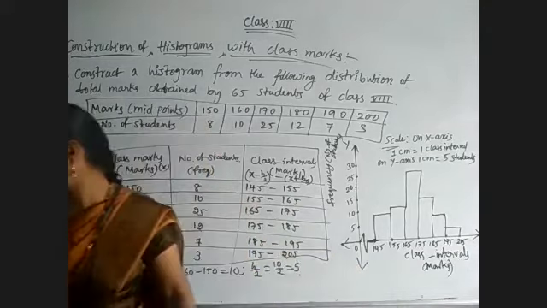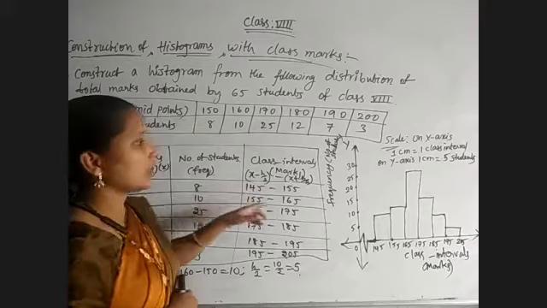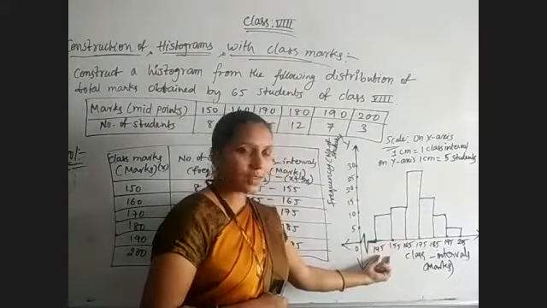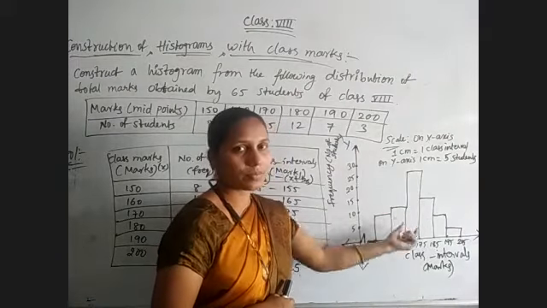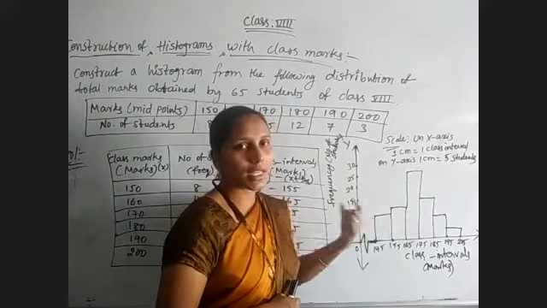Okay, then next, second question. Which value decides the width of each rectangle in the histogram? Which value is showing the width? The gap between class intervals, otherwise the class size. The length of the class size denotes the width of the rectangle.